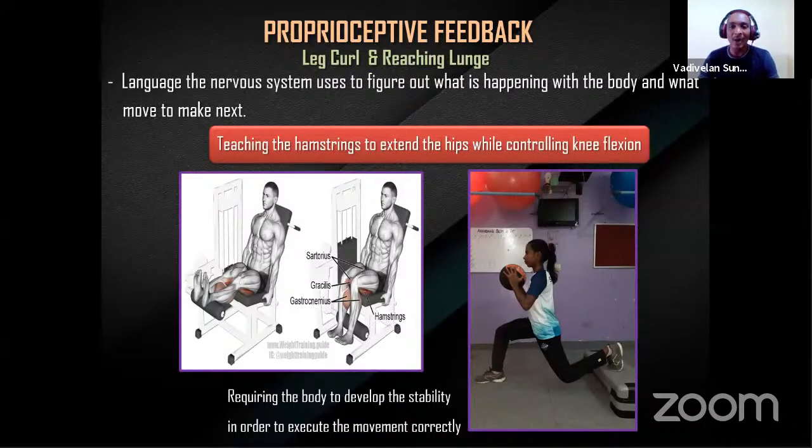Proprioceptive feedback. How does it help? As I told you, the runners need to do a leg curl. I gave an example of the sitting leg curl. Do you know what is meant by proprioception? It is the language of the nervous system, used to figure out what's happening in the body and what to move next. The next movement is decided by proprioception.